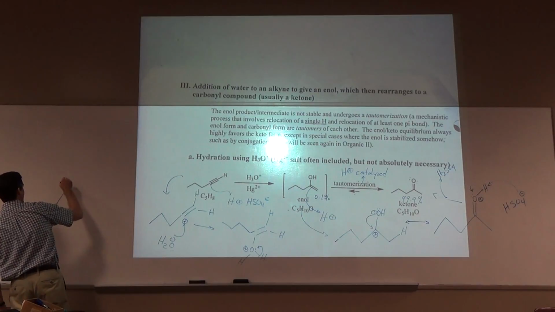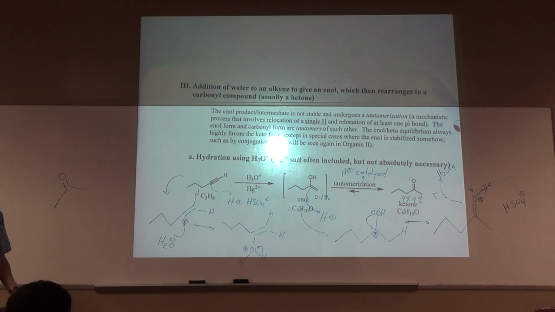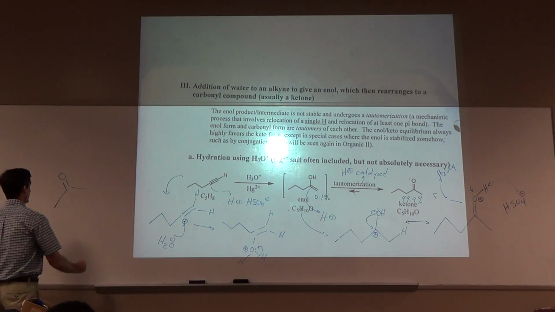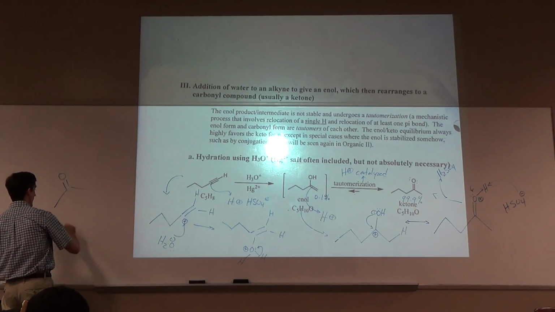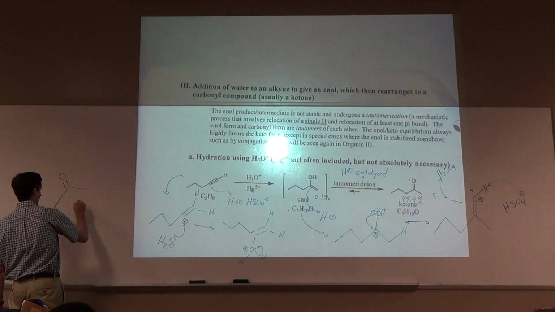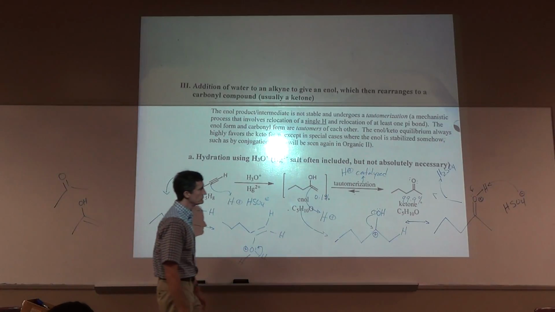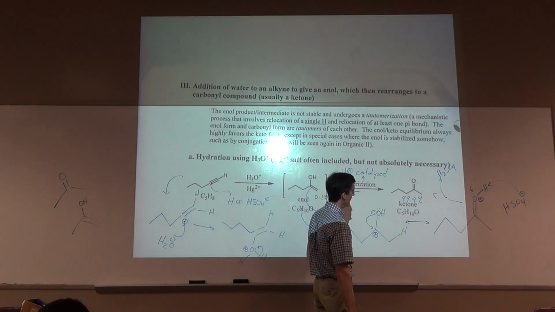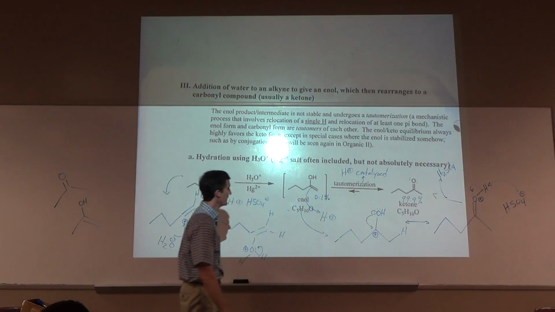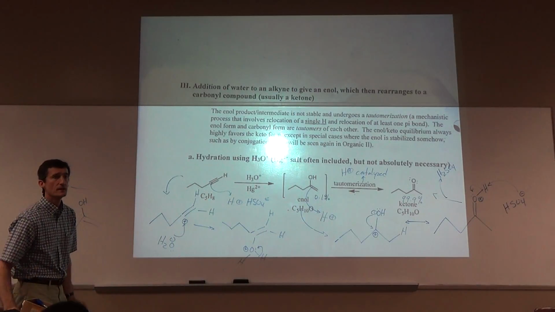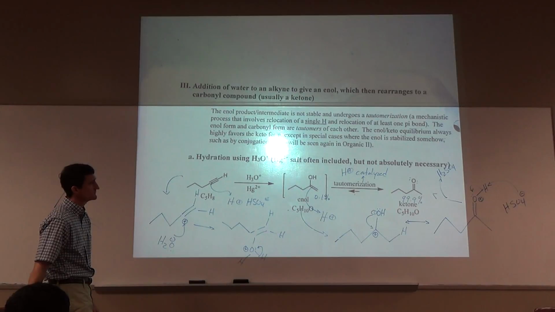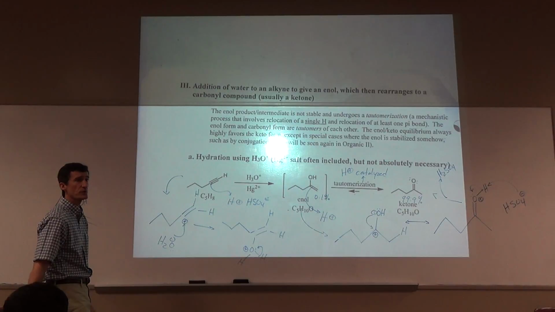So acetone in the lab that you wash your glassware with, the carbonyl is the predominant structure. But a small percentage of the molecules exist like this in the enol form. Tautomerization. Questions about the tautomerization? Pretty straightforward.